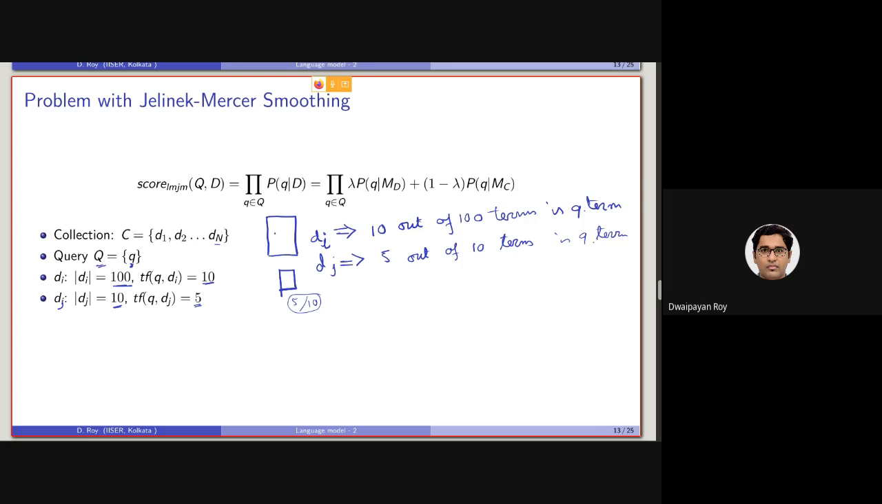As compared to that, for DI there are 100 terms. So basically, the ratio of query terms in this document is 1 out of 10. For DI it is 1 out of 10. For DJ it is 1 out of 2. But DJ is a very small document, where other than the query terms there are only 5 more terms, and for DI there are many other terms.